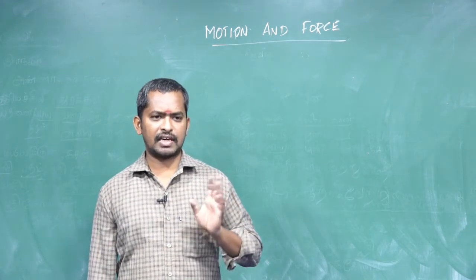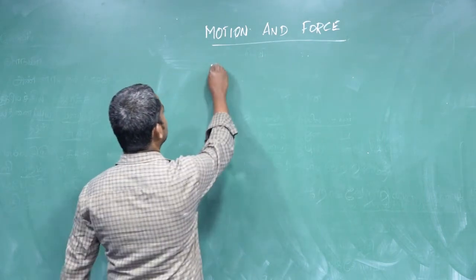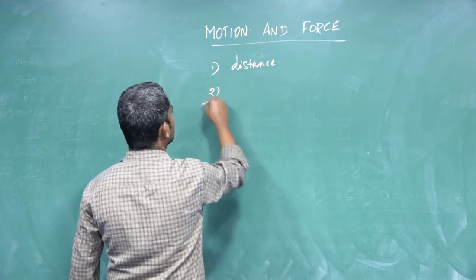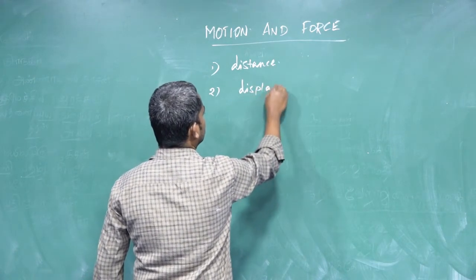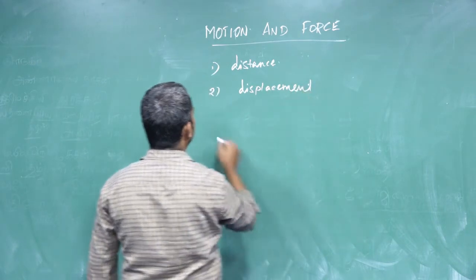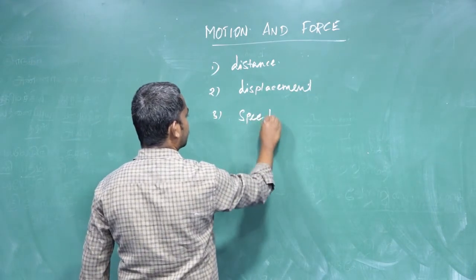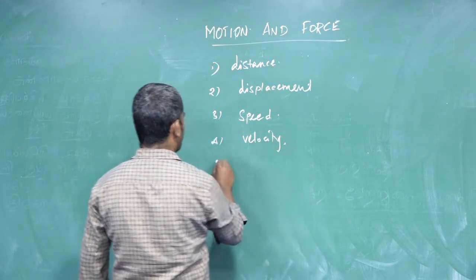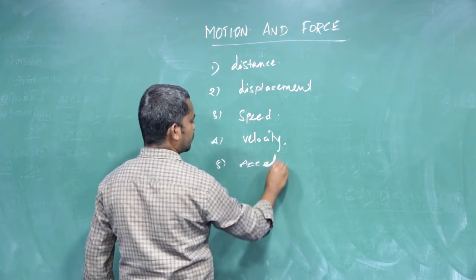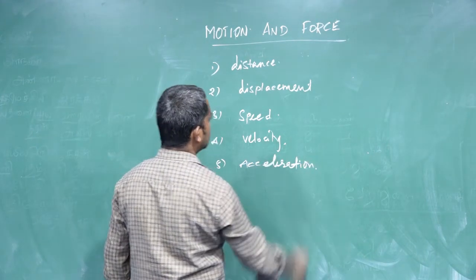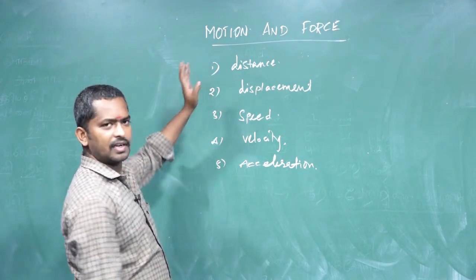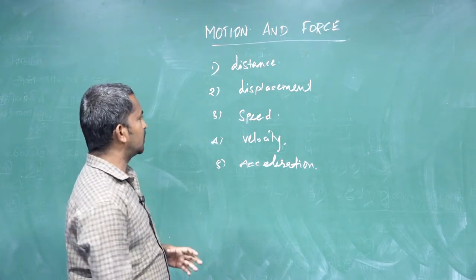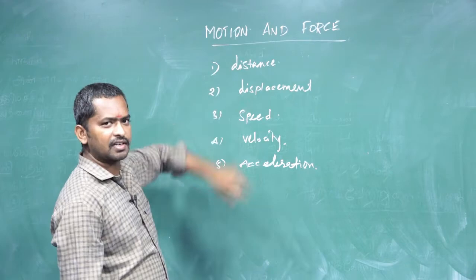Very important contents. First one is distance, second is displacement, third is speed, fourth is velocity, and fifth is acceleration. These are very important contents: distance, displacement, speed, velocity, and acceleration. These are the basic contents.